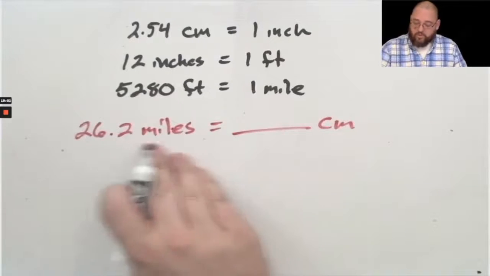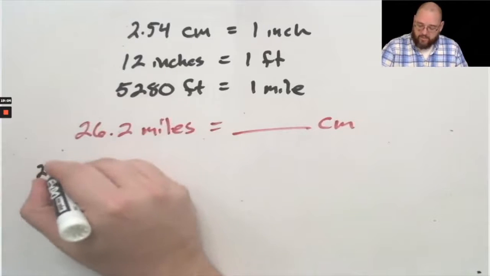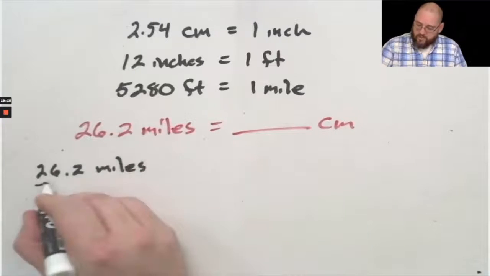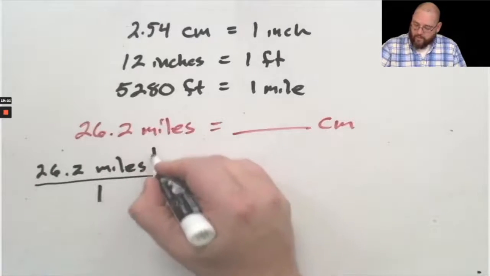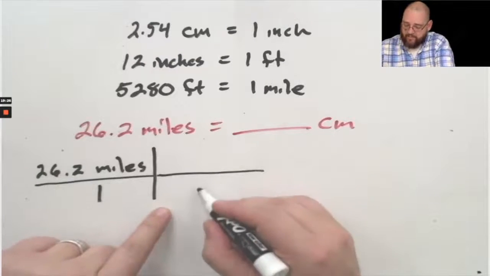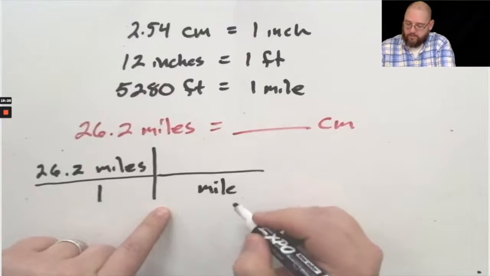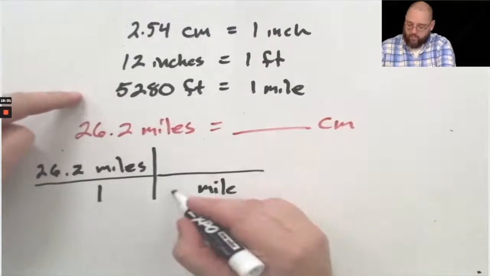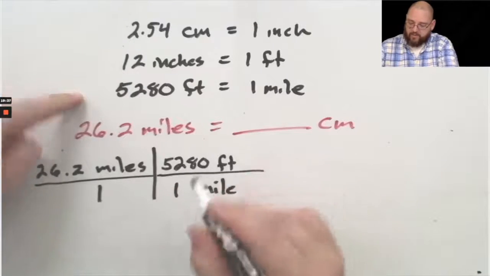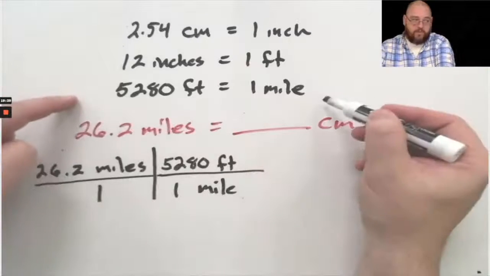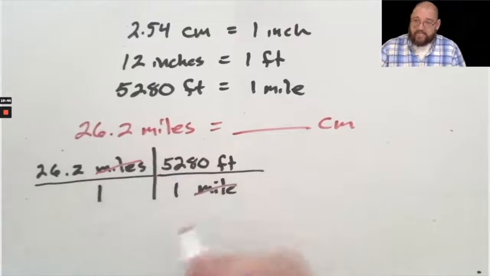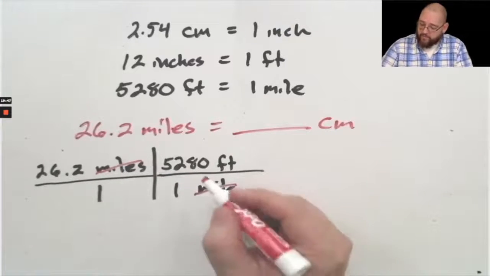Well, I'm going to start with the number I started with. We have 26.2 miles. I'm going to put that over 1. Now, I want my miles to cancel out, that means I need to have miles down here. Well, my conversion factors tell me that 1 mile is equal to 5,280 feet. So remember, these come from my conversion factors. And so now you can see that my miles cancel out. And I'm left with feet.